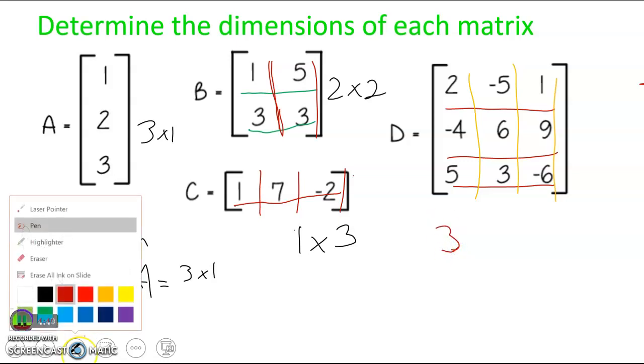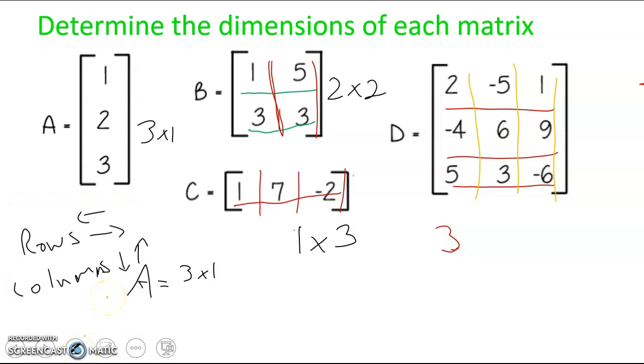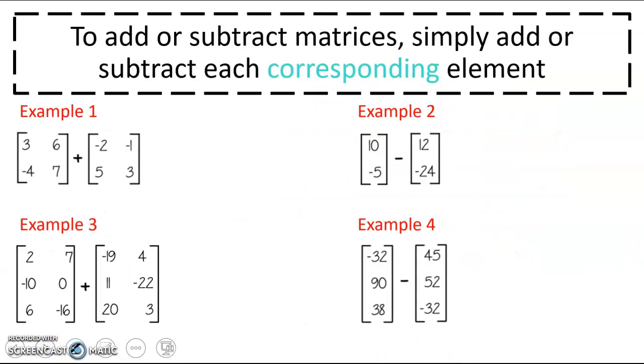And then we had 3 other sets of things going up and down, 3 by 3. So D would be a 3 by 3 matrix, okay? Now determining the dimensions of each matrix is really going to come into play for a little bit when we start adding these matrices, but especially when we start multiplying. And we will get to that in just a second here. So we'll go on to the next slide.